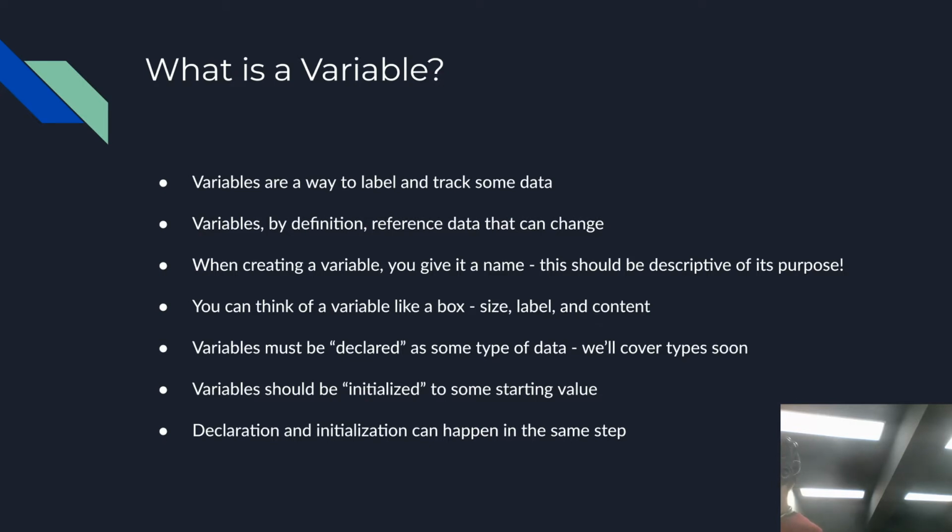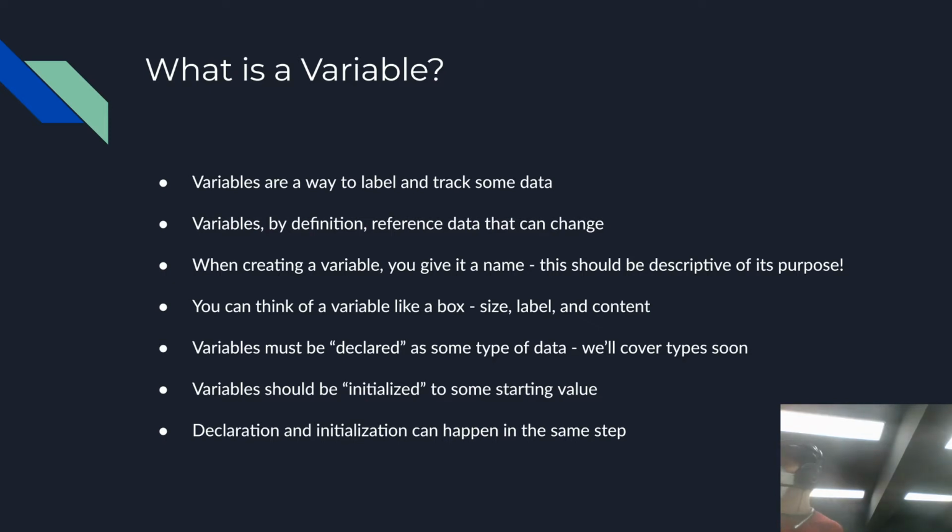And then this box also has some dimensions. It has some size, like this is maybe 2 by 3, whatever. The size determines what you can put in the box. If the box is too small, you can't put a big thing into it, right? And then lastly, you have the thing you put in the box, which could be the number 42, right?